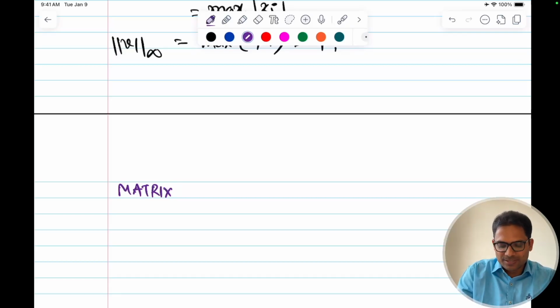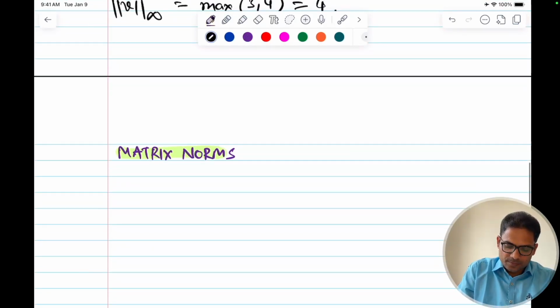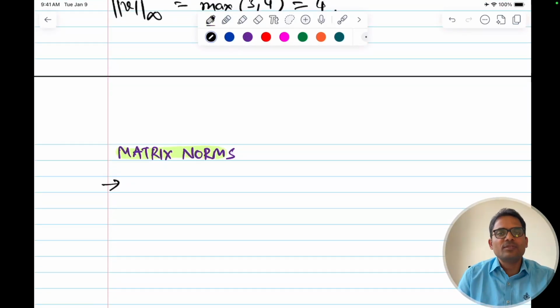So vector is one dimensional, matrix is two dimensional. Matrix norms. So what is a matrix norm? Again, this is a function. I want a function that will give me information about how big the matrix is, the size of the matrix. Size means in terms of length. If it can give me a measure of that.